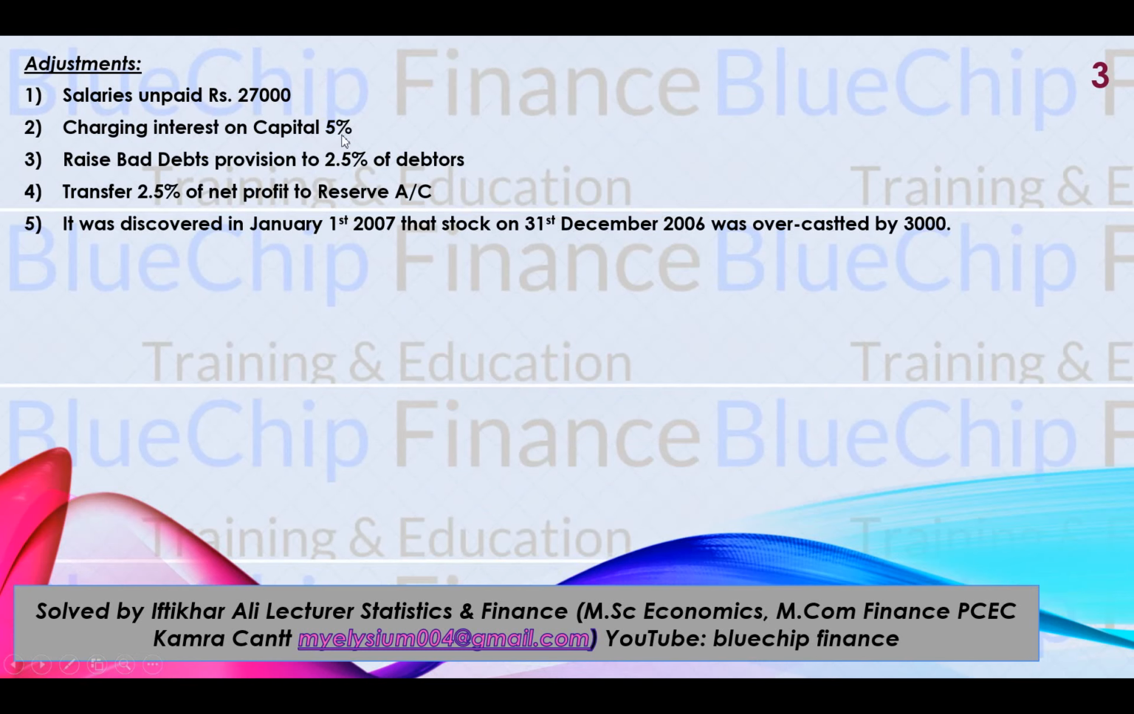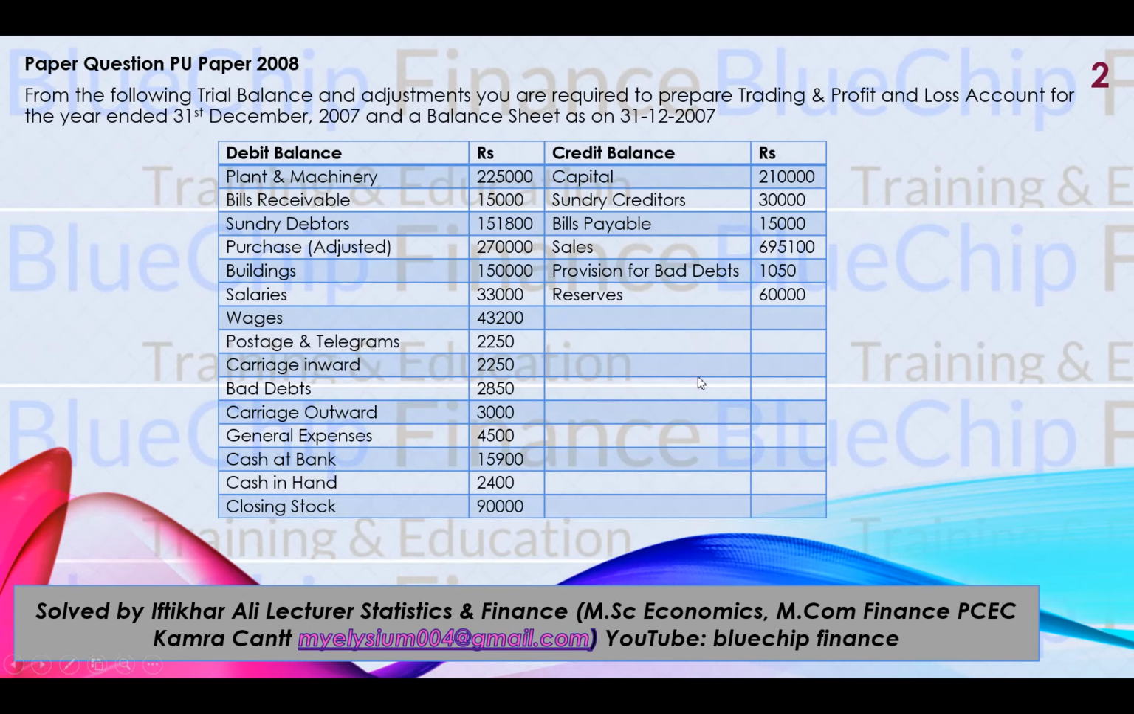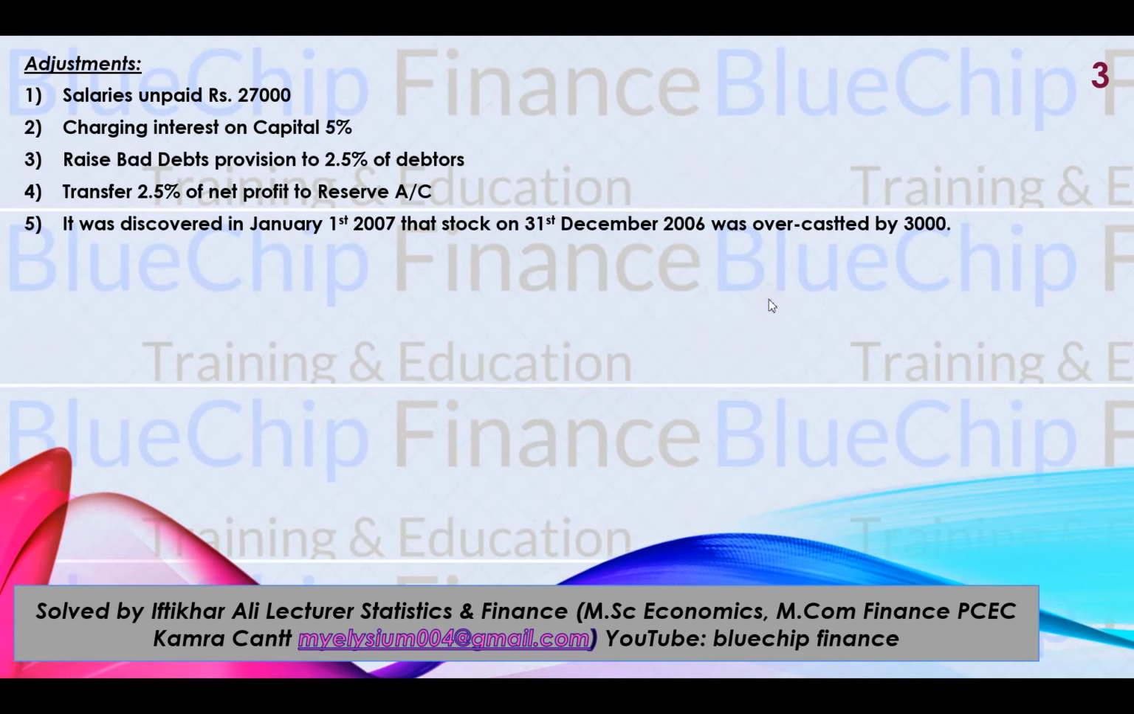Charging interest on capital, it is your indirect expenditure and must be included in the capital in the liability side of the balance sheet. Raise bad debts provision, it is new provision, 2.5% of debtors. Formula is bad debt, add write off, add new provision, less old provision. Transfer 2.5% of net profit to reserve account. 2.5% of net profit should be included in the reserve of liability side of the balance sheet.